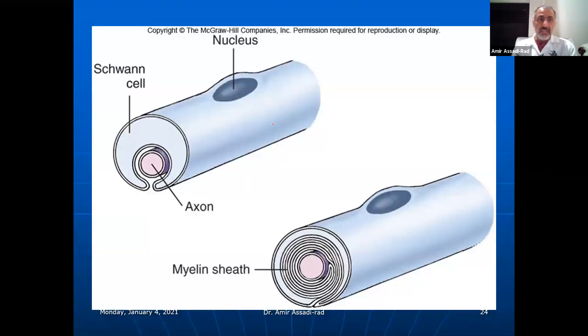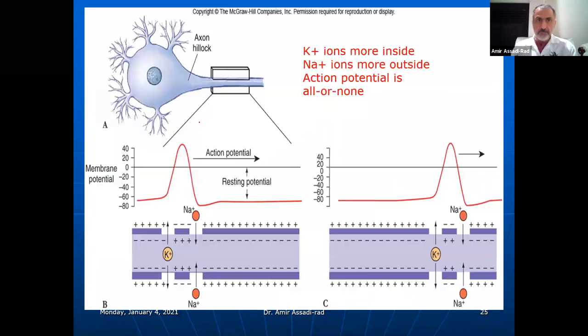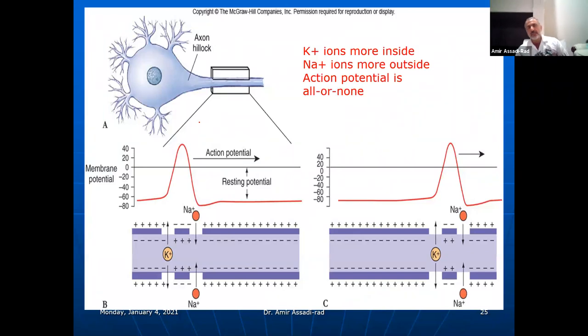So here is a myelinated neuron and an unmyelinated neuron. This is a myelinated neuron, and this is an unmyelinated neuron. That's the difference. And of course, each Schwann cell has a nucleus. So how does a neuron contract?